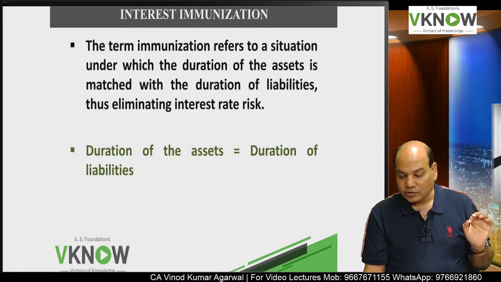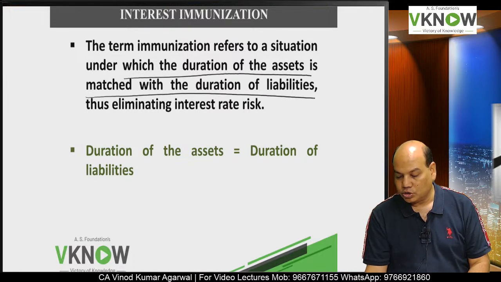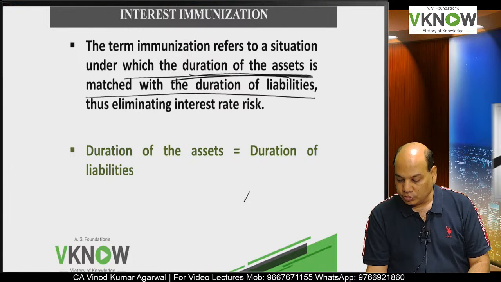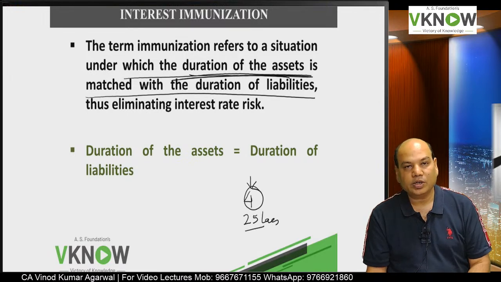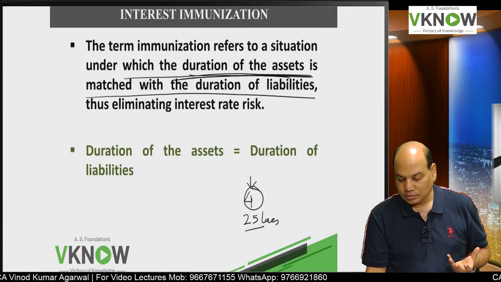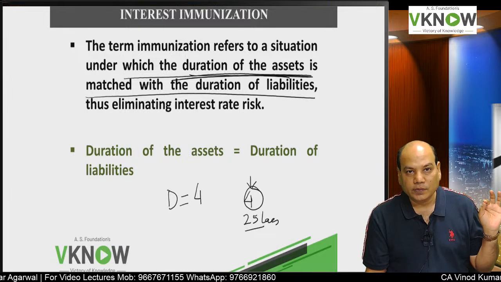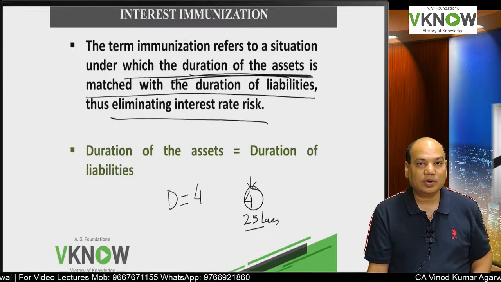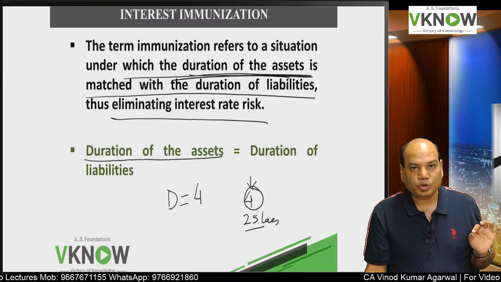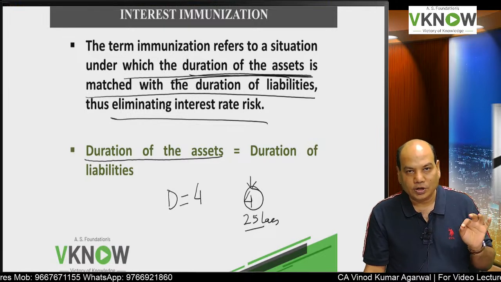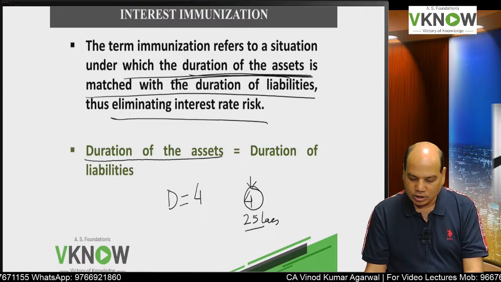So interest immunization refers to a situation where the duration of the asset is matched with the duration of liabilities. So we have to pay after 4 years 25 lakhs. So duration of my liability is 4 years because I have to pay 25 lakh fees. So I will create duration of the bond portfolio which should also be 4 years, and that will eliminate my interest rate risk. So the summary of our discussion is, if you want to protect portfolio from interest rate fluctuation, you have to ensure duration of the asset is equal to duration of the liabilities.